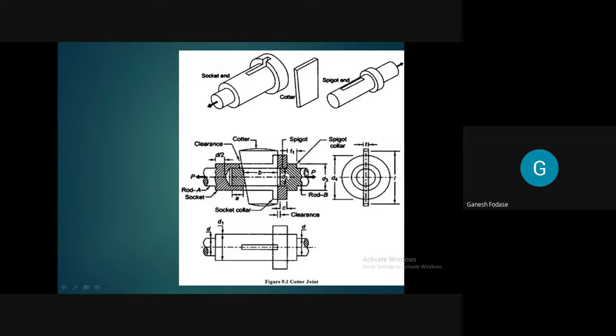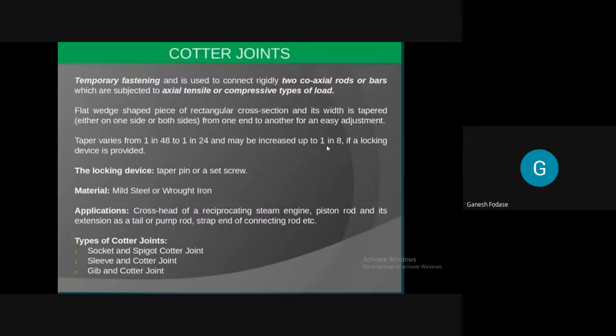Okay, you can see this load active on this socket and spigot joint. Let's say P, and which kind of load is this? Nature of load. Tensile. Tensile load. Good. Okay, in detail we will discuss how to design all this. So I have given you an idea about this quarter joint, basically what quarter joint is. If you know the diagram, then you can understand properly.